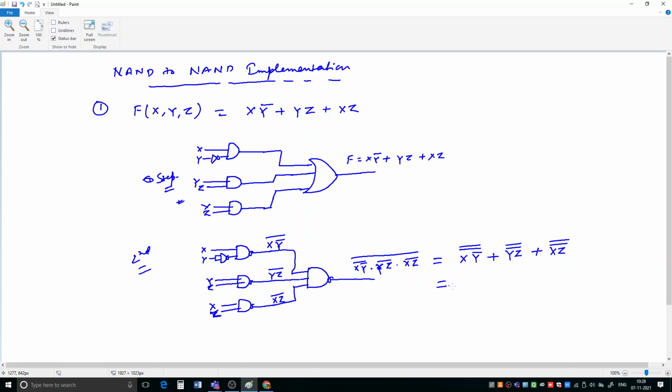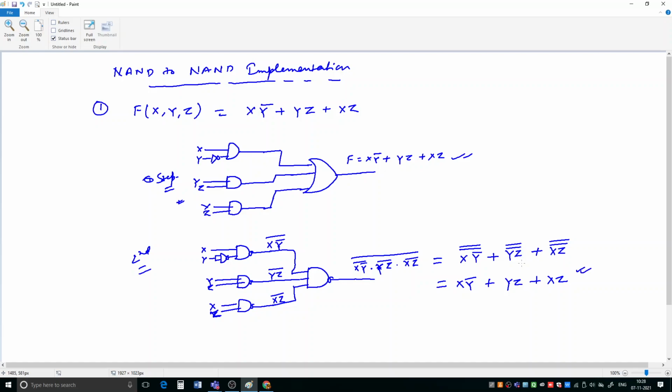Ultimately, one of these lines neutralizes the other one, so we get xy + yz + xz. So this is the expression that we have got from this circuit also.